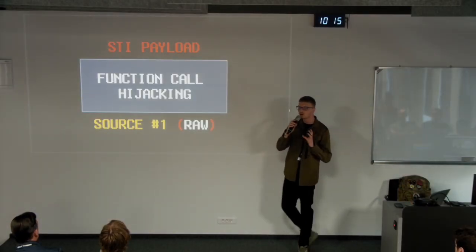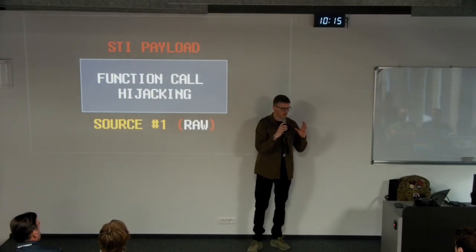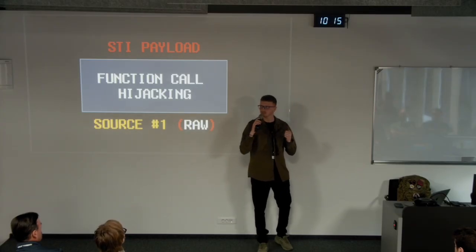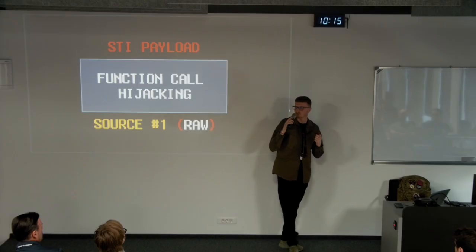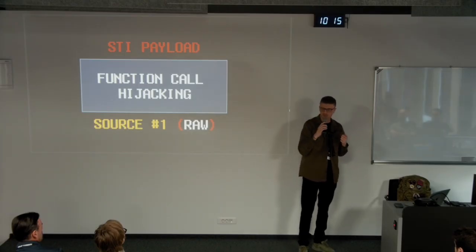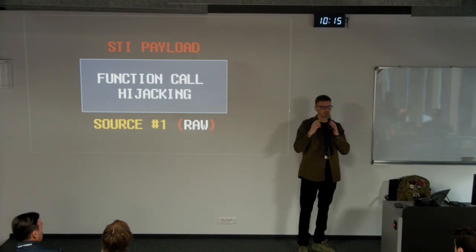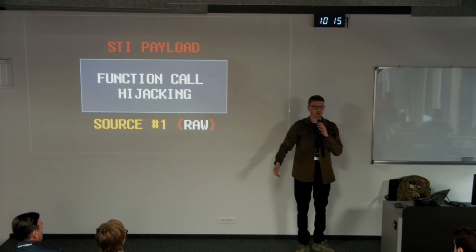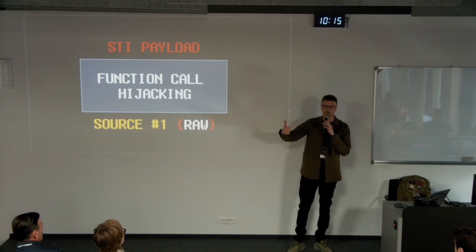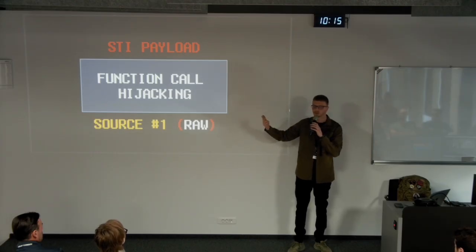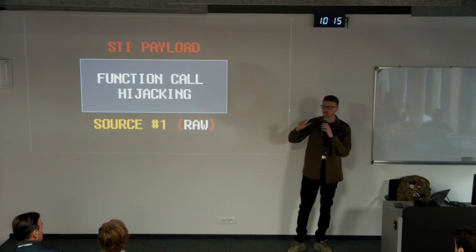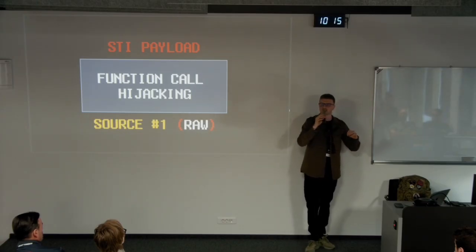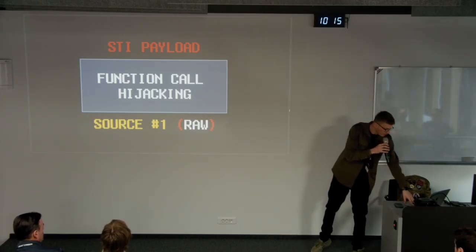Now that we have seen a very brief, high-level explanation of special token injection, the biggest impact and my most favorite impact of special token injection is the capability to hijack the model's function calls. With function calls, we mean if the model can read a file, if the model can execute code, or if the model can browse, and so on and so forth. All of these function calls can be hijacked through STI.